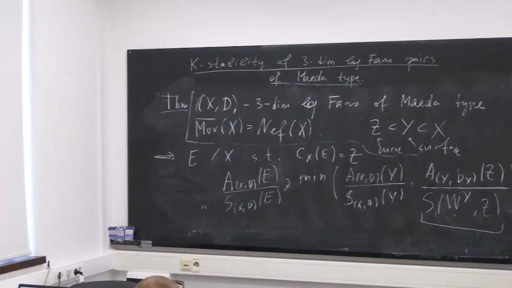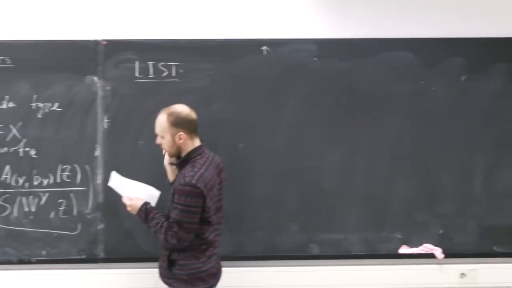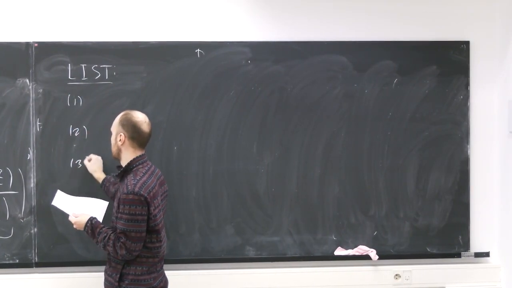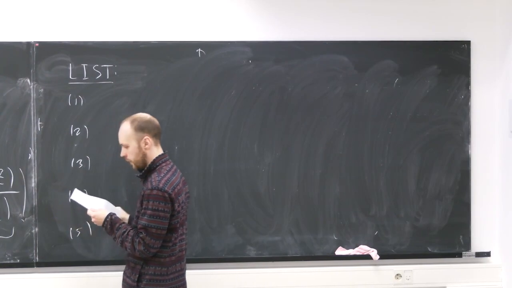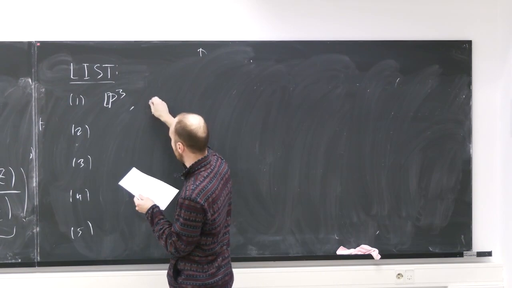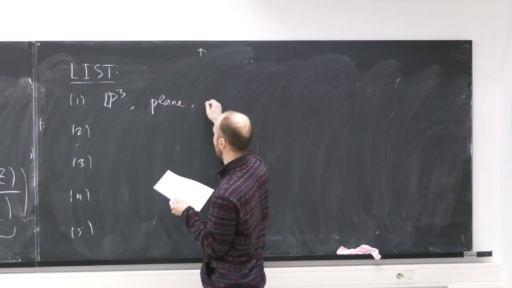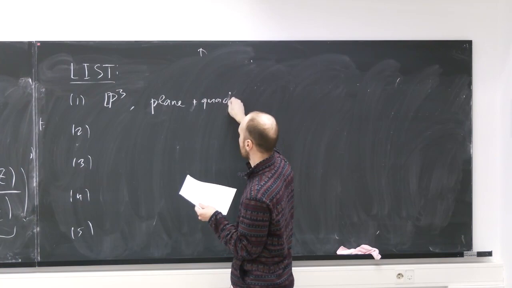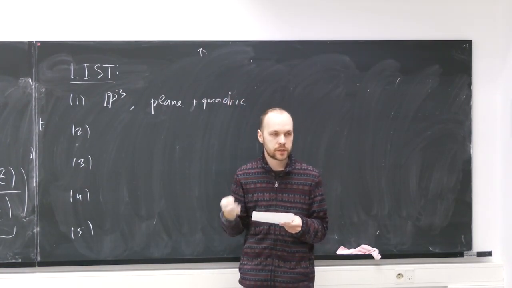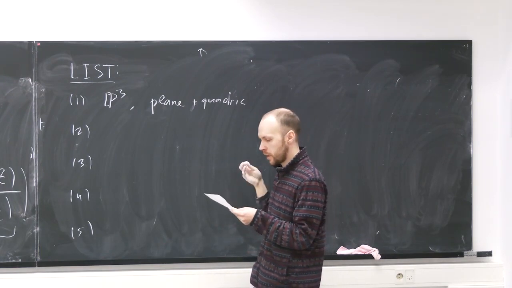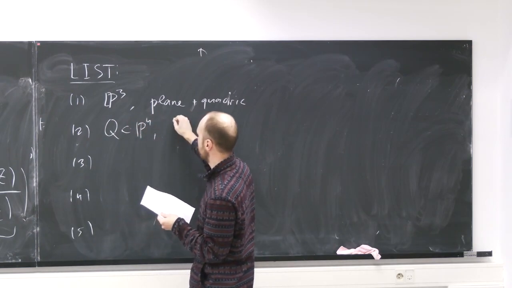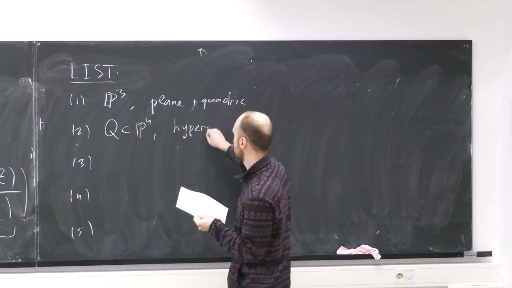So finally, the list. I will tell you just very briefly the cases. There are five of them. So the first case is P3, and the components are a plane and a quadric. And also, in each case, I have precise values of coefficients for which it is K semi-stable and for which it is K polystable. Then we have a quadric in P4, and we have two hyperplane sections.